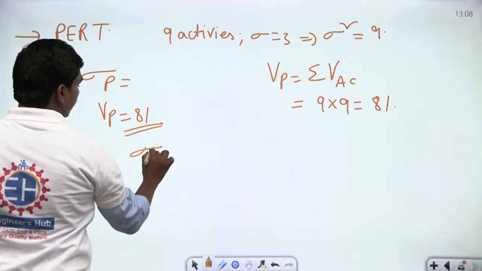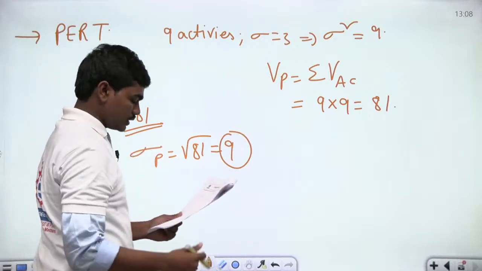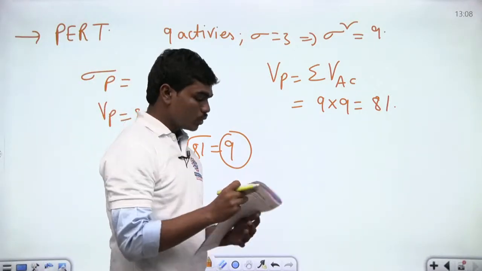That means your sigma P is equal to square root of 81, which is 9. So 9 is the correct answer for this. Is it 9? Yes, it's 9. So let's go for the next question.